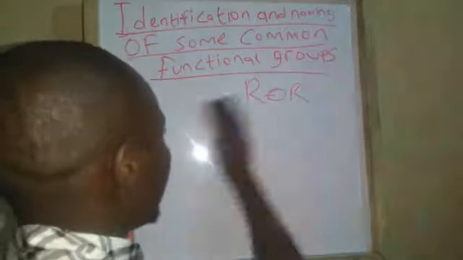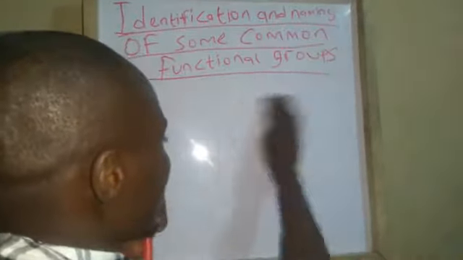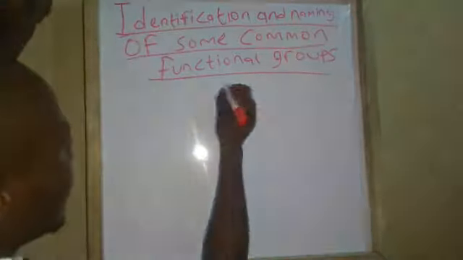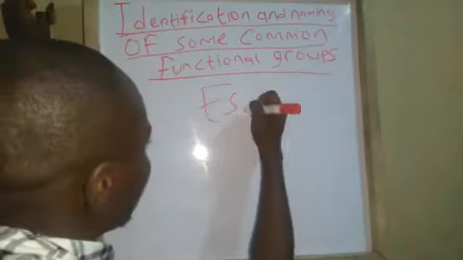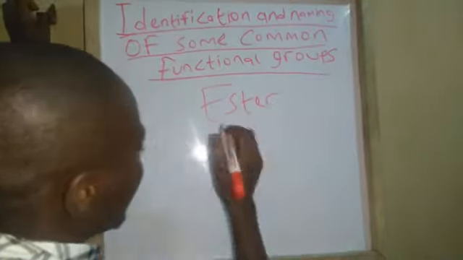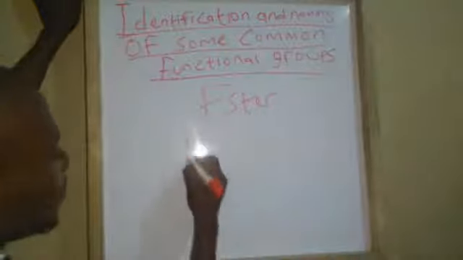Now let's move to the next one and identify the functional group. Let's talk about the esters. Esters have the general formula RCOOR.